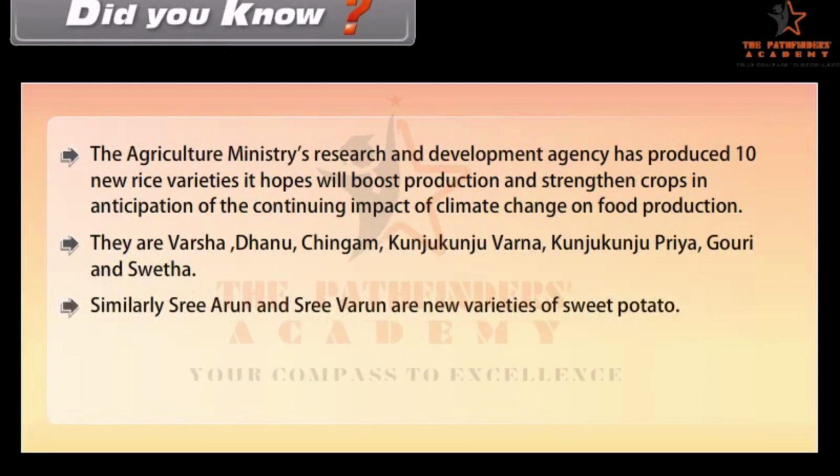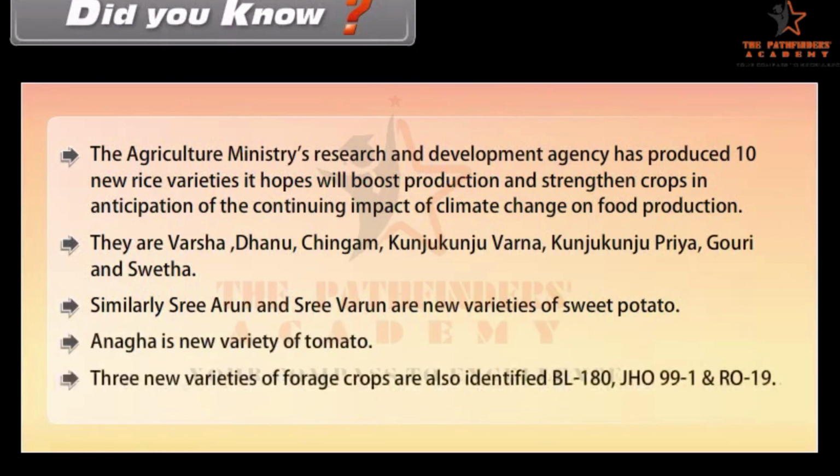Similarly, Sri Arun and Sri Varun are new varieties of sweet potato. Anaga is a new variety of tomato. 3 new varieties of forage crops are also identified: BL 180, JHO 99-1 and RO 19.